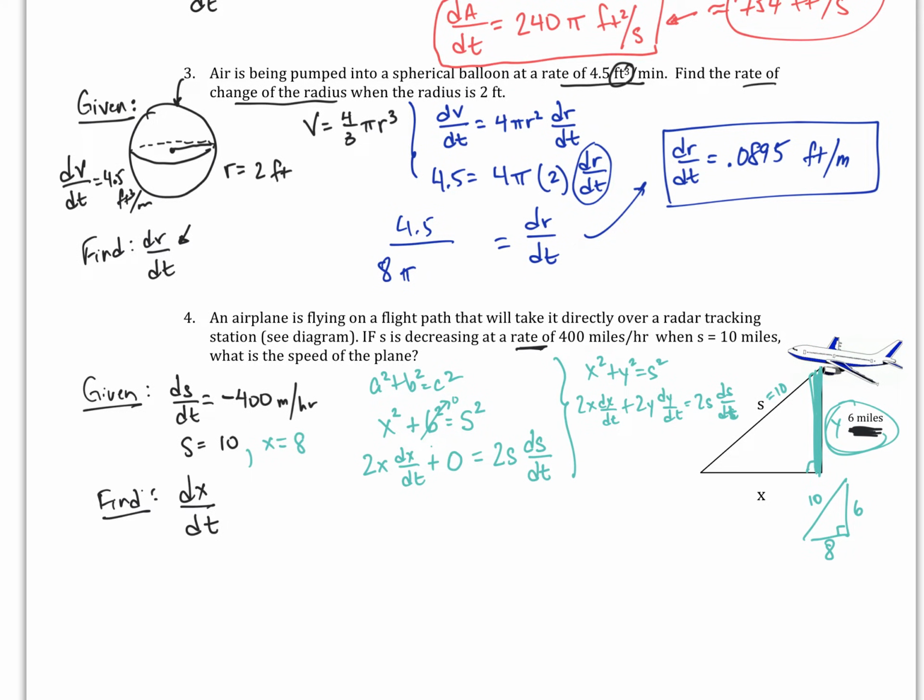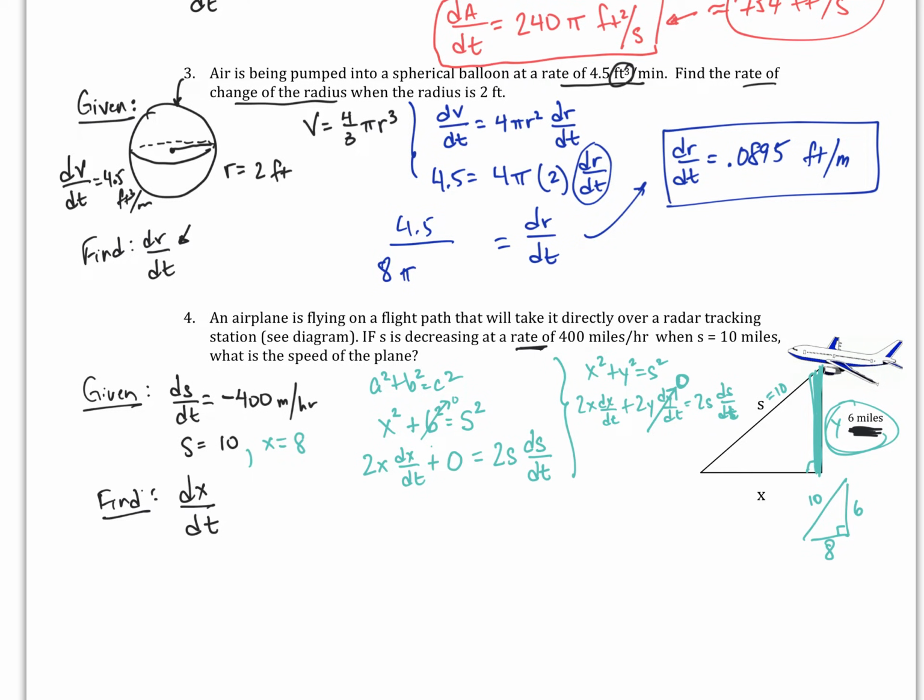So is my rate in the y direction changing? No, it's always going to stay 6 miles overhead. So this rate right here is 0 anyway. So that's why we just kept it as a constant, because it's not changing.